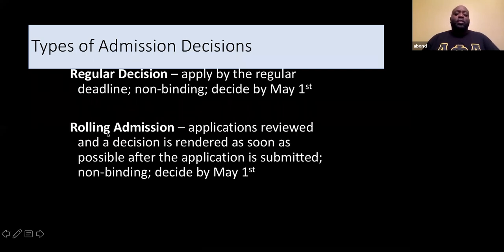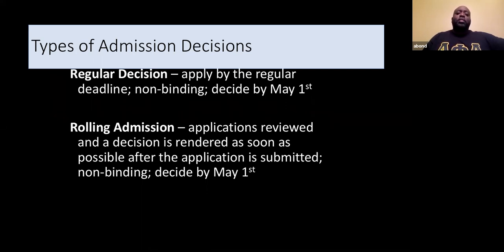Now, rolling admission. These applications are reviewed and a decision is rendered as soon as possible after the application is submitted. This, again, is also non-binding. You may also decide by May 1st. So a lot of the regular and rolling decision colleges accept applications throughout the year. Of course, you're still going to have to start by semester, but with rolling admission, those colleges are always taking people.